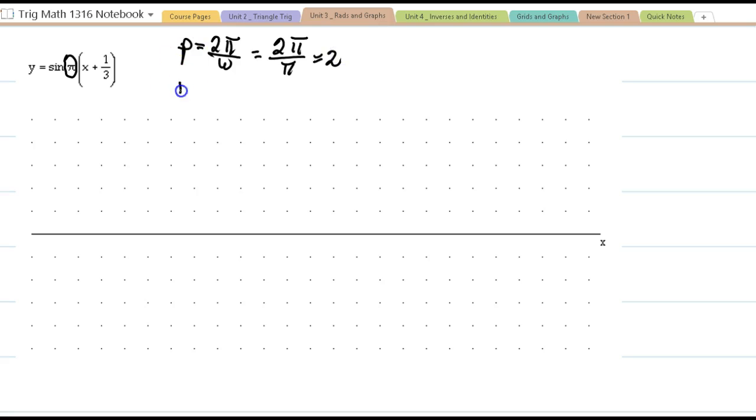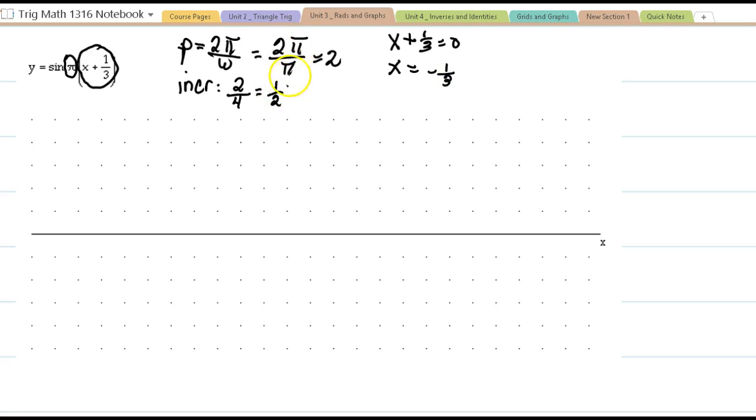And from here, we're going to get our increments. We're going to get our period and divide that by 4, and we're going to find our increments are 1/2. Then we're going to get our start point. Our start point we get by doing x plus 1/3 is equal to 0. That's this part inside of our parentheses. When we solve that, we're going to find x is equal to negative 1/3.